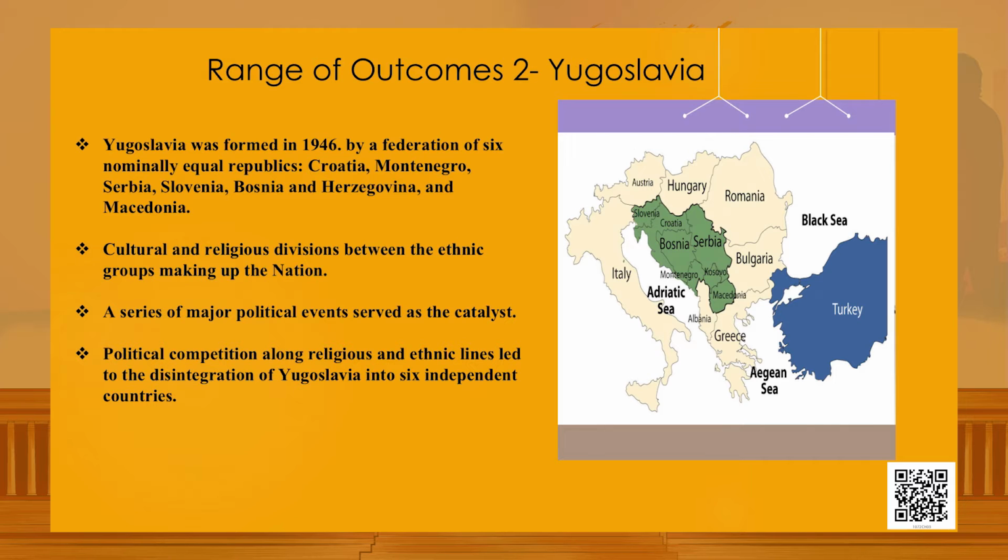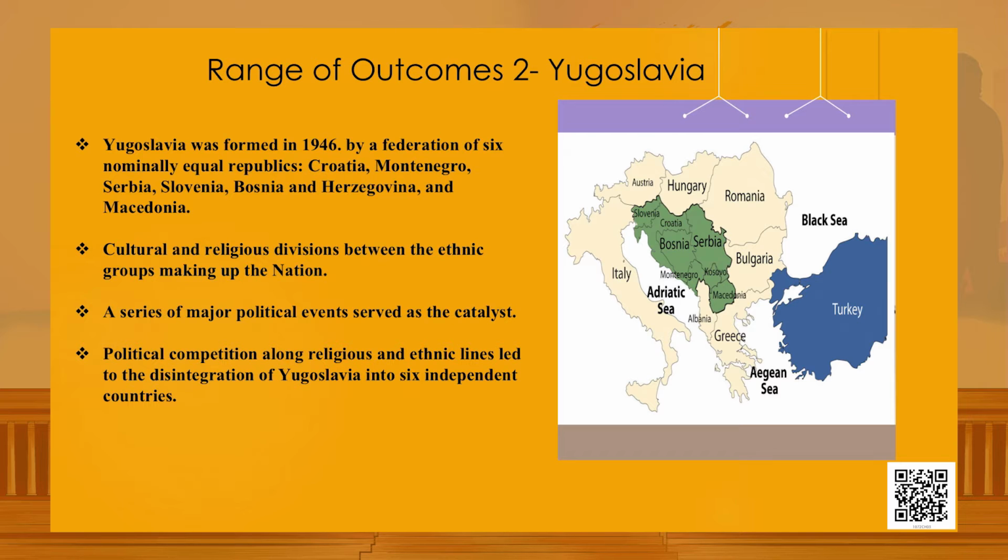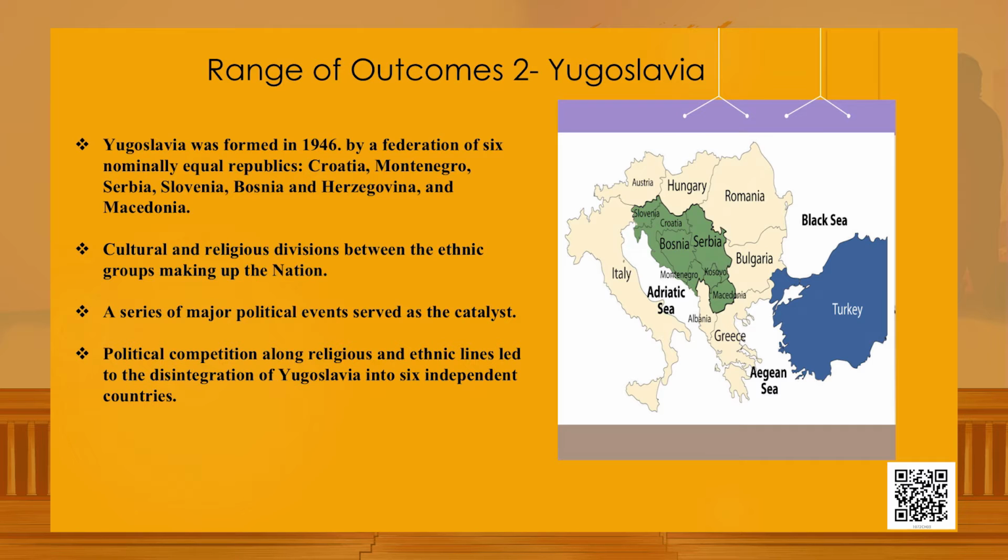The varied reasons for the country's breakup ranged from the cultural and religious divisions between the ethnic groups making up the nation to the memories of the World War II atrocities committed by all sides to centrifugal nationalist forces. However, a series of major political events served as the catalyst for exacerbating inherent tensions in the Yugoslav Republic. Political competition along religious and ethnic lines led to the disintegration of Yugoslavia into 6 independent countries. You can see the 6 independent nations here on the map.